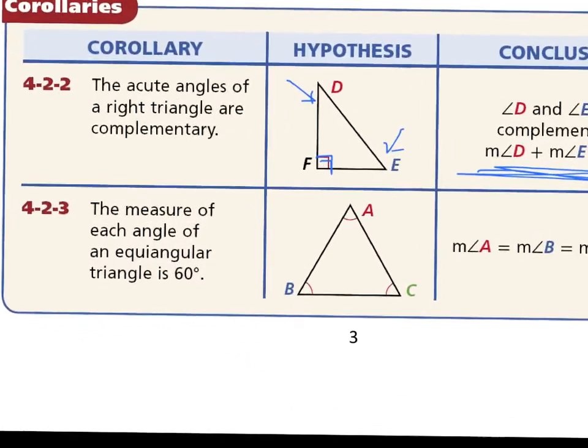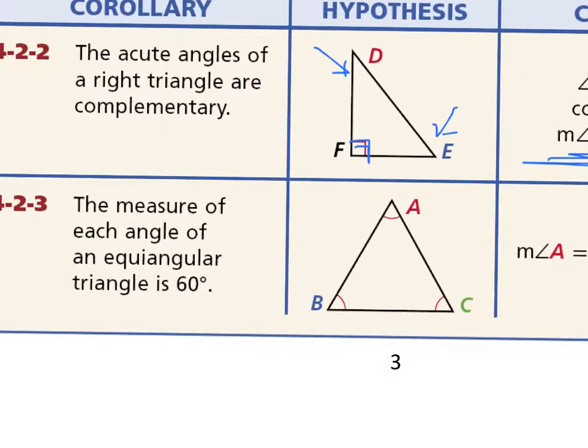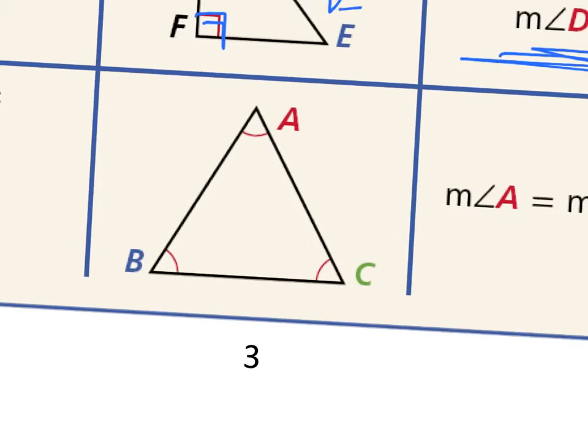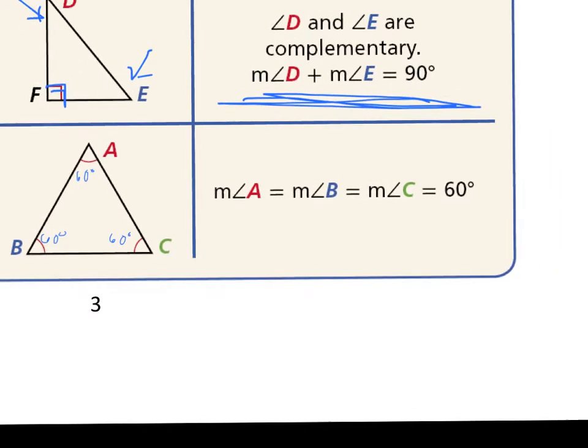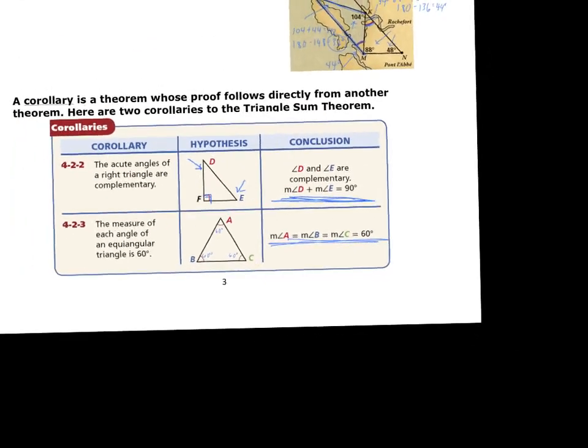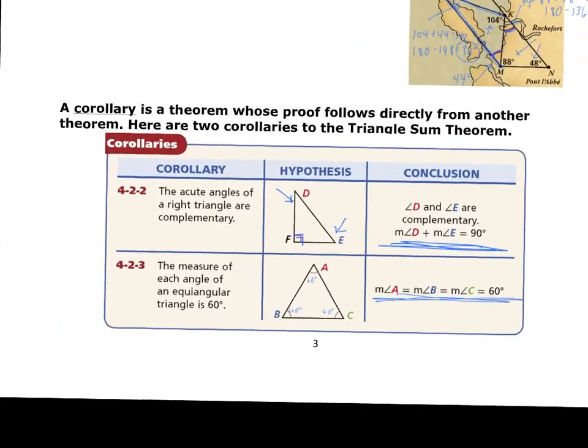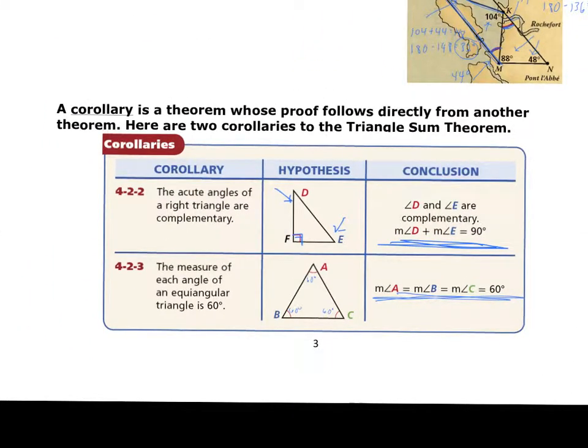The other corollary says that the measure of each angle of an equiangular triangle is 60 degrees. So if you have a triangle where all the sides are the same, you know that each angle is going to be 60 degrees. So all those three angles are each 60 degrees. So let's try a few problems using those two different corollaries that we have found.